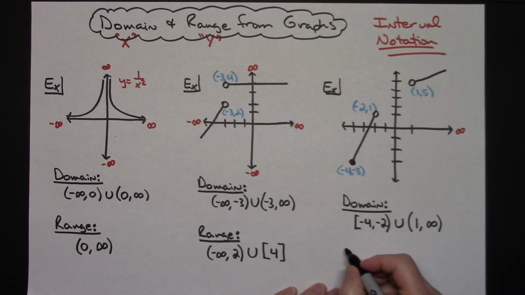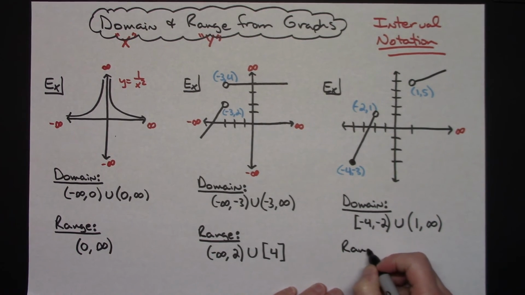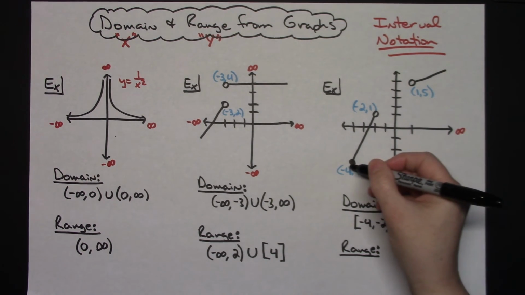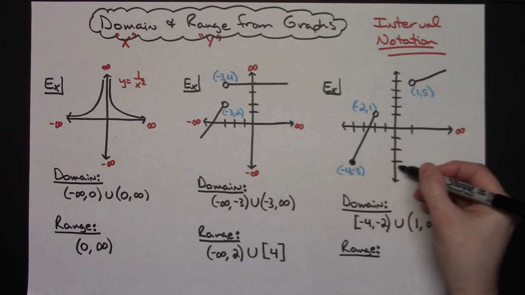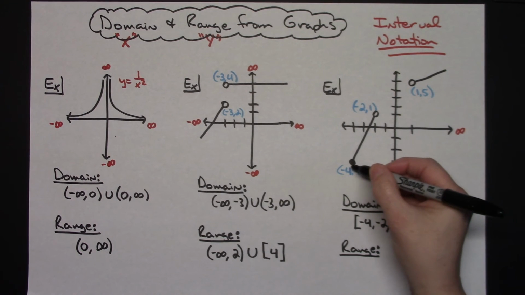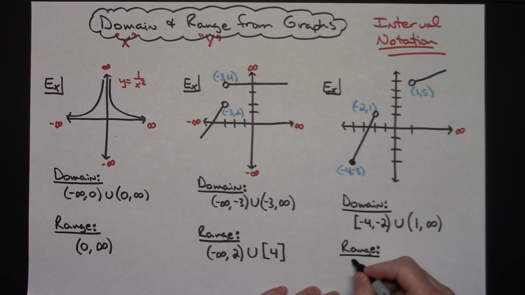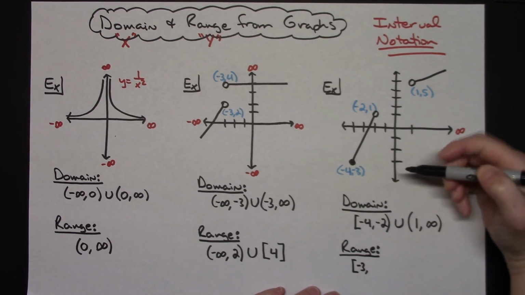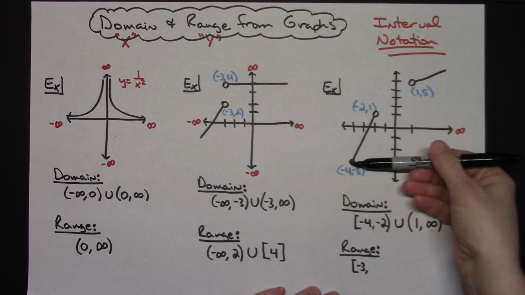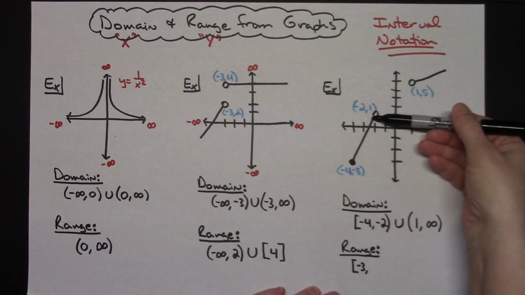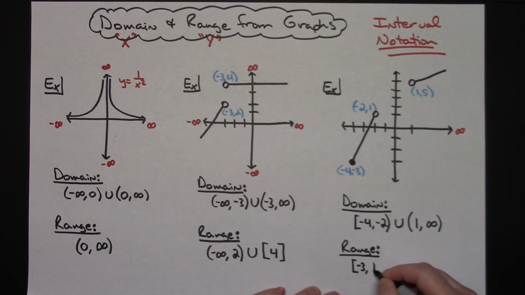Now for the range, you want to think up and down the y-axis, and you want to start with the lowest value. So up and down here, the lowest y value on this graph is going to be -3, and it's going to have that closed dot there, so I have to include it, -3. And then how high up does it go? Well, it goes all the way up until 1 on the y-axis, open dot, so it'll be a curvy bracket.